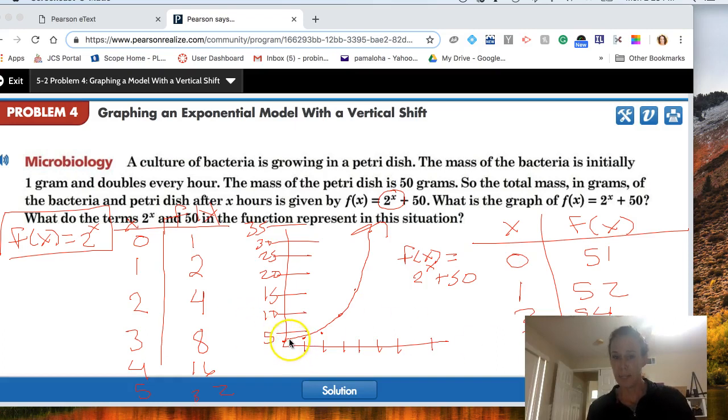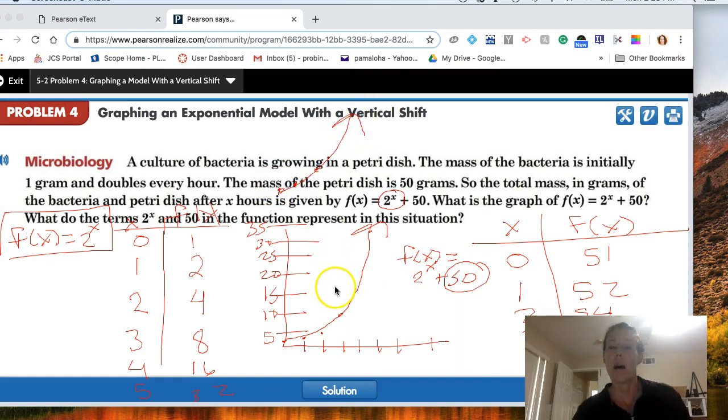So I'm basically going to take all of my same x values and shift up 50. So instead of here at 0, 1, I'm going to be at 0, way up here, 51. Instead of at 1, 2, I'm going to be at 1, 52, way up here. Instead of at 3, 8, I'm going to be at 3, 58, way up here. So my y values just shift up. When you add 50, you just shift your y values up 50 and your graph's way up here.